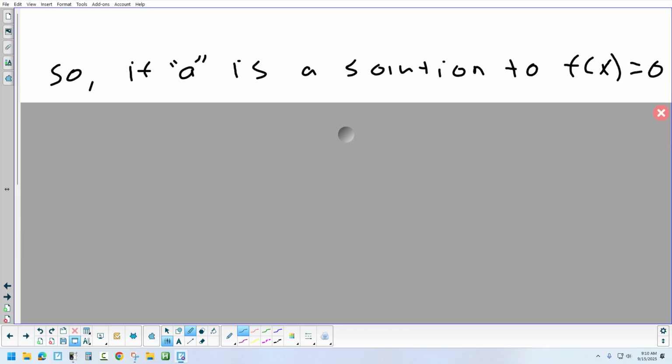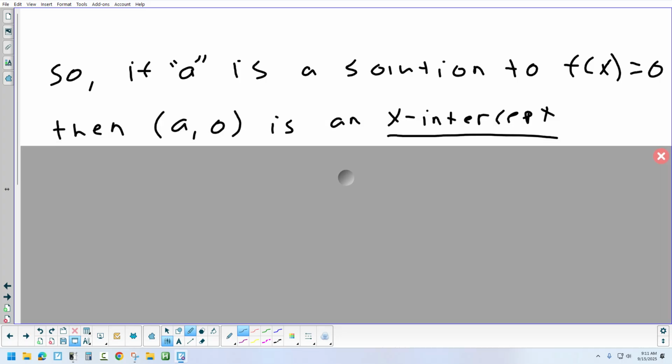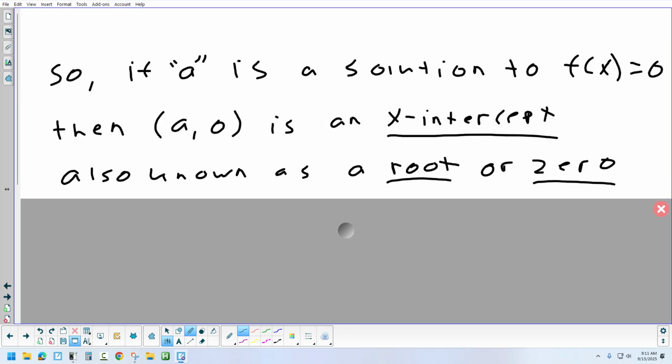So you're going to hear me say the same thing lots of different ways when we talk about polynomials. I might say that a number is a 0. I might say it's a root. I might say that that number is an x-intercept. They all kind of mean the same thing. So let's summarize that.